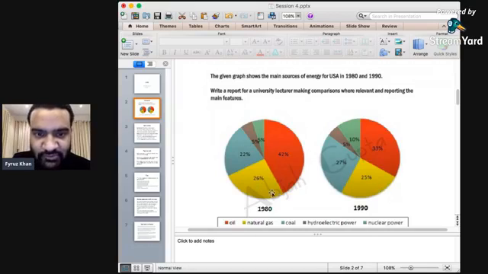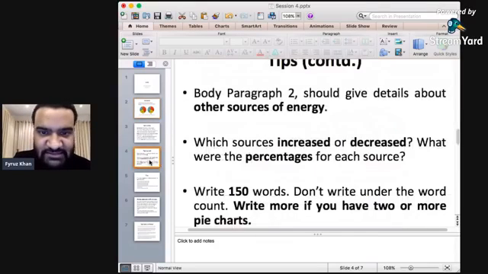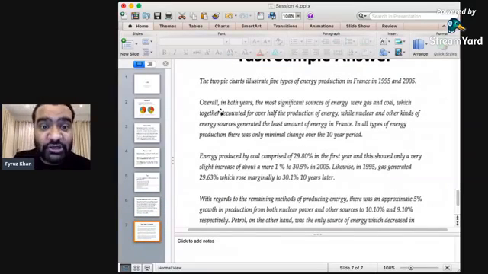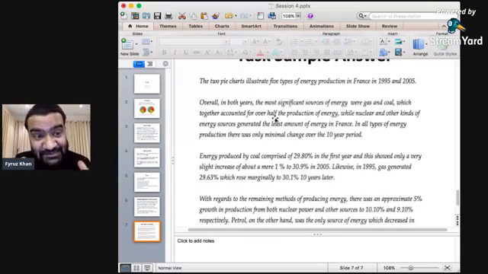There we go. Significant sources of energy: gas and coal. So let's have a look at that. Gas and coal together accounted for half the production of energy, while nuclear and other kinds of energy sources generated the least amount of energy in France. In all types of energy production, there was only minimal change over the 10-year period.